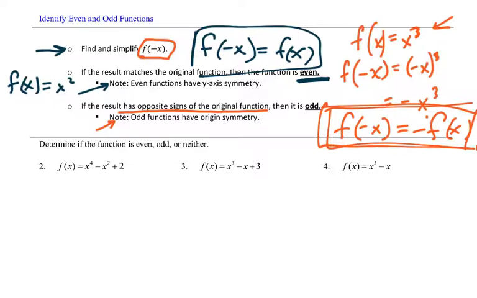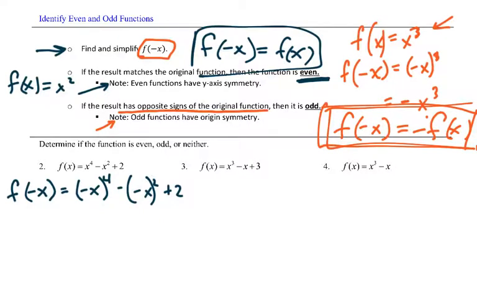Then we can use this fact to determine whether or not our functions are even, odd, or neither. So let's do that. We're going to find f of negative x for each of these. So I just replace all the x's with negative x. Make sure you put them in parentheses so that you can keep track of your signs. So in this first one, I substitute negative x in for the x values.